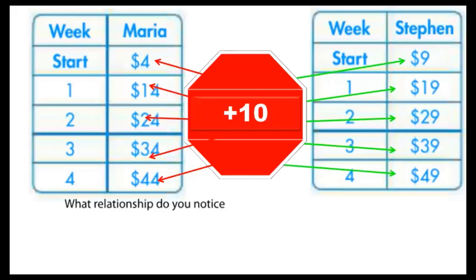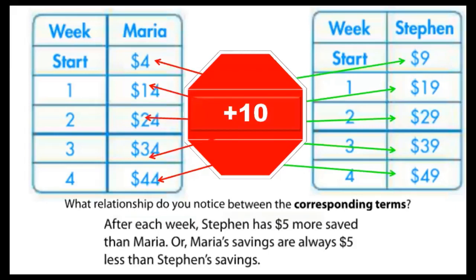Okay, so here is the last question. What other relationship do you notice between the corresponding terms? After each week, Stephen has $5 more saved than Maria, or the opposite: Maria's savings are always less than Stephen's savings. Copy the answer if you're ready and move to the corresponding page. Remember to compare in the same page. We are still in page 839.